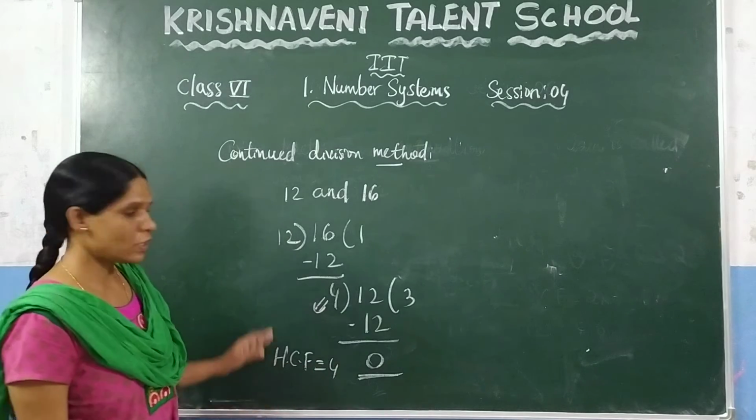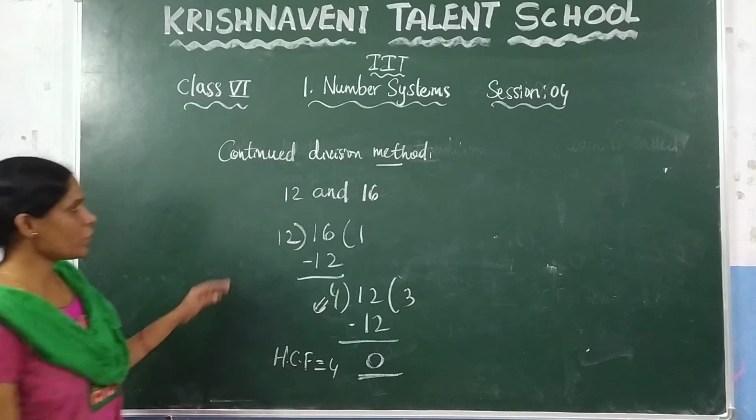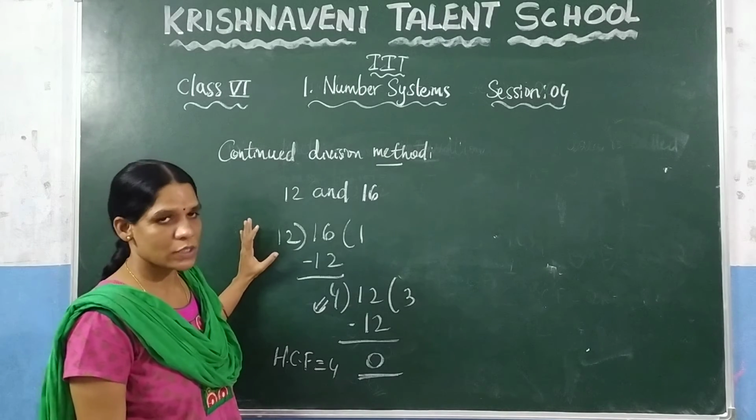Like that you need to find it for any given numbers. Let us consider 3 numbers. How do you find the HCF by using the continued division method?